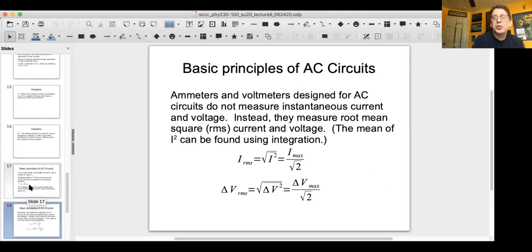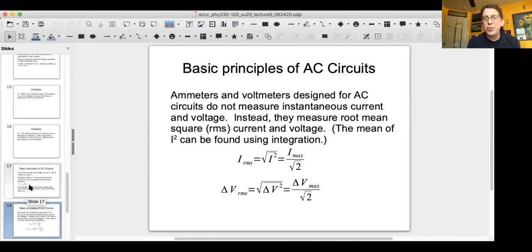They measure what's called the RMS current or the RMS voltage. And we went through the derivation of this in a previous lecture, but RMS stands for root mean squared. So the square root of the mean of the square of the value. Basically, you take I squared, you find the mean value over the entire cycle, and then you take the square root of that mean value.